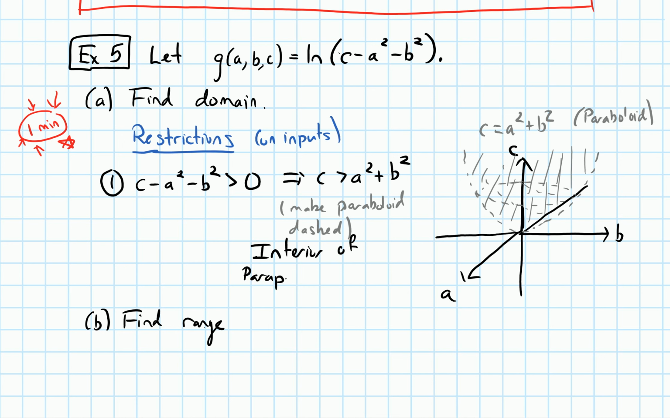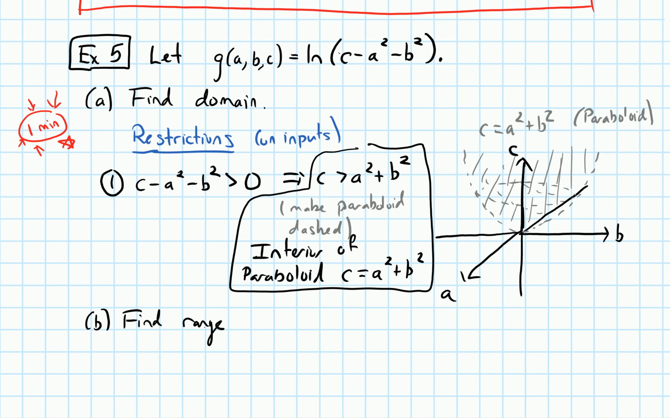Oh, that's not how I spell paraboloid. Let's erase that. c equals a squared plus b squared. So the interior of it. Okay, so that is my domain.